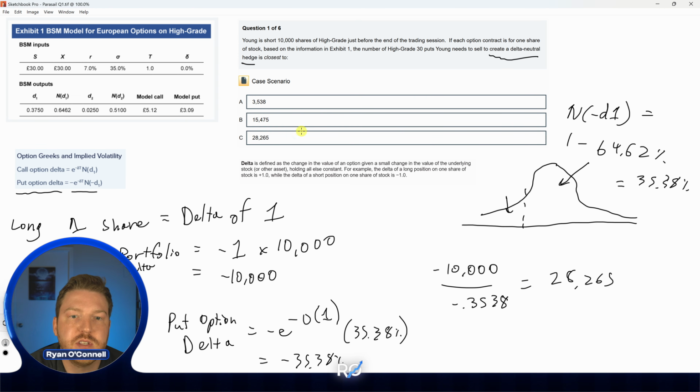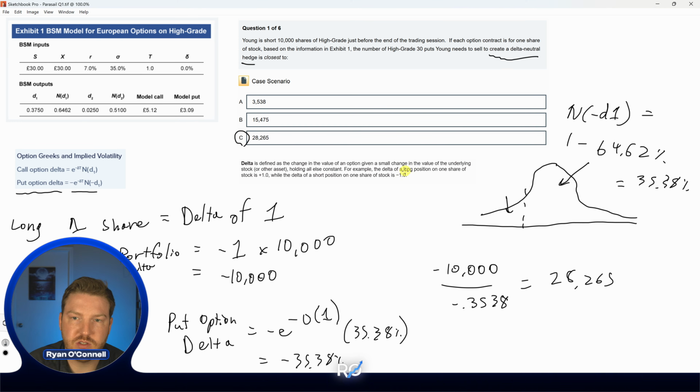And so we can look up and see that that is one of our available answers, answer C. One thing that we should cover maybe real quick is just what is delta. So we could define delta as the change in the value of an option given a small change in the value of the underlying stock, holding all else equal.